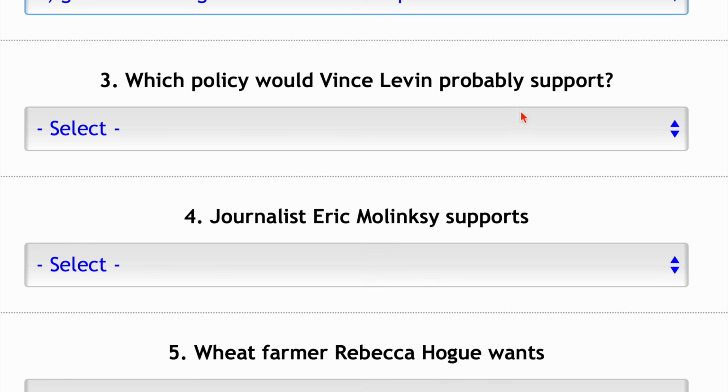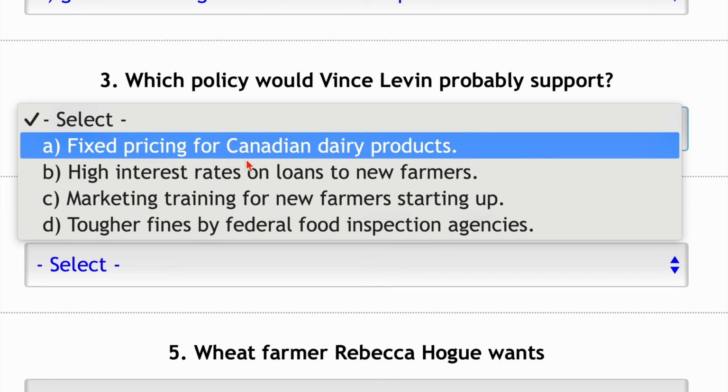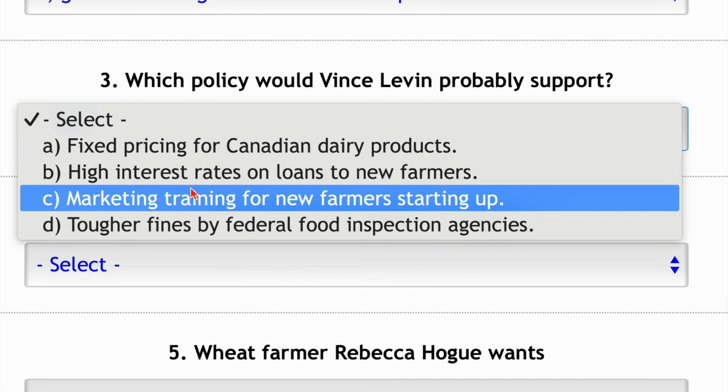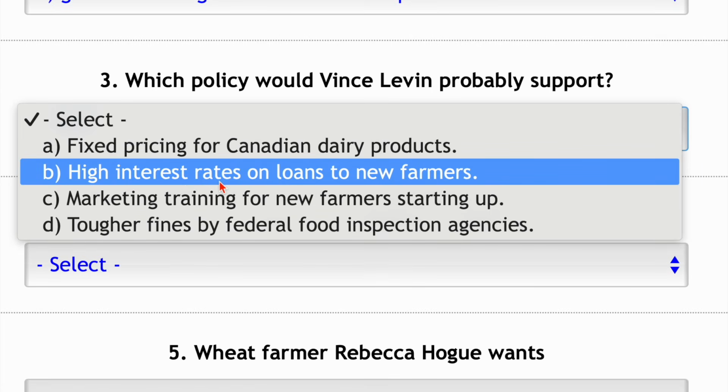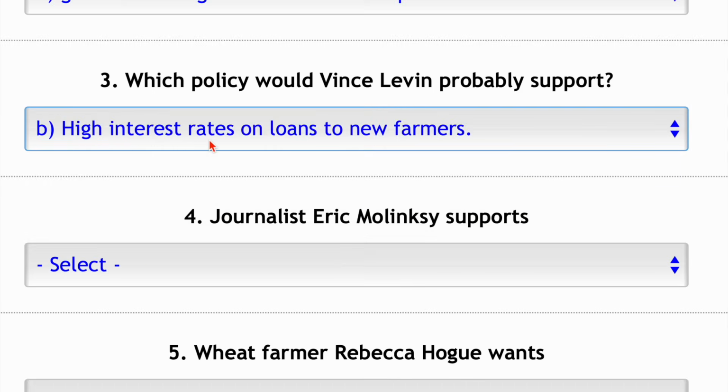Which policy would Vince Levine probably support? Fixing pricing for Canadian dairy products? Probably not. He doesn't want to fix prices. Fixed prices means controlling the price. High interest rates on loans? No. He wants new farmers, so not high interest rates.